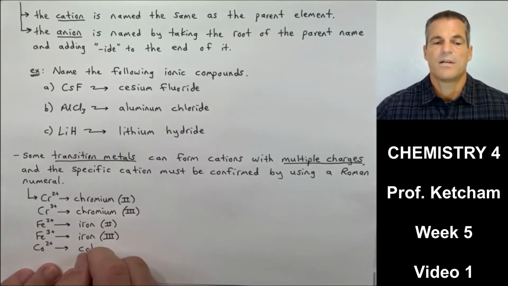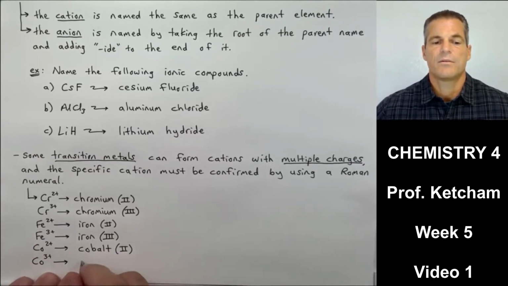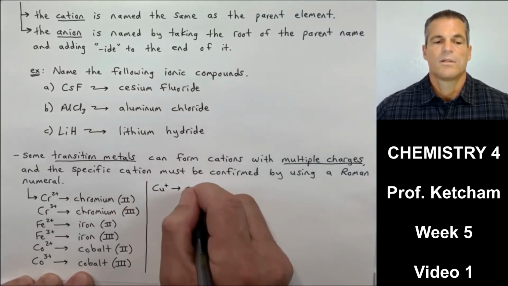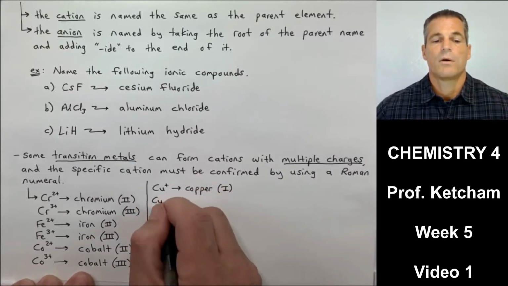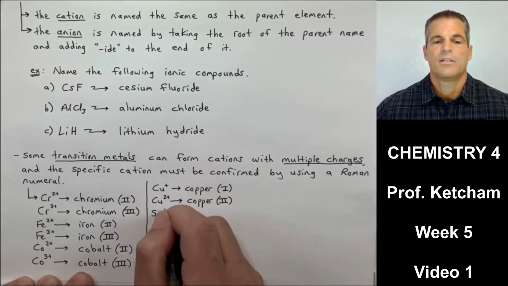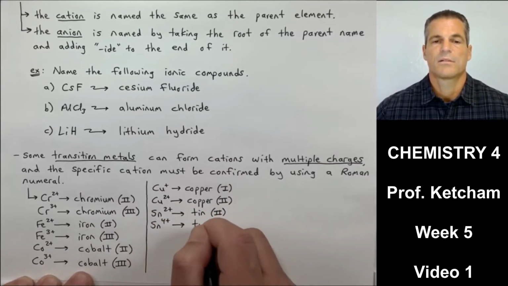Fe2+, iron Roman numeral 2. Fe3+, iron Roman numeral 3. Co2+, cobalt Roman numeral 2. Co3+ is cobalt 3. These are all the popular ones. Cu+, copper 1. Cu2+, copper 2.